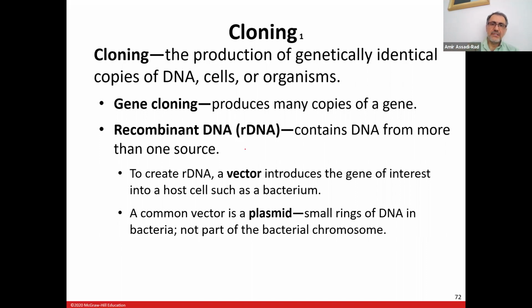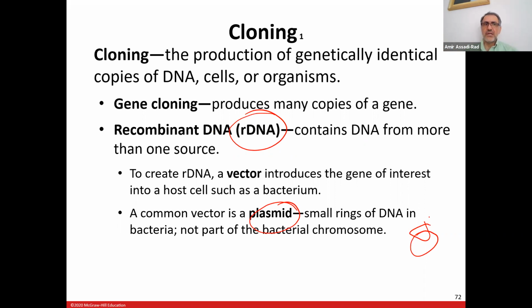Recombinant DNA is called rDNA. It contains DNA from more than one source, and uses a vector. Usually vectors are viruses. They can transfer DNA from one organism, or from one bacteria to another bacteria, and that is called a vector. Plasmids are circular DNA, which is found in bacteria. And then we use it to insert a DNA in here and get the right products.